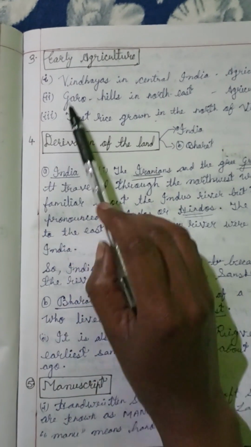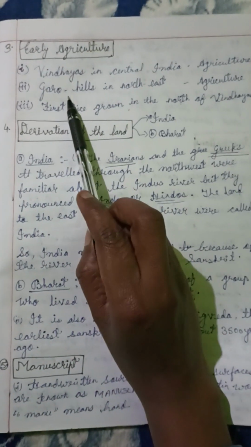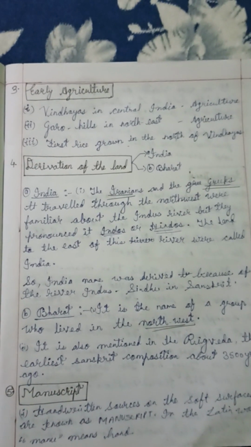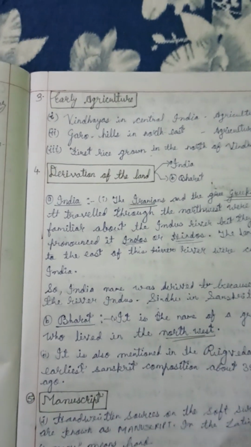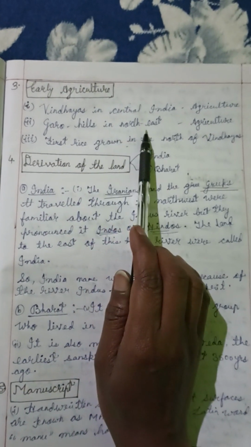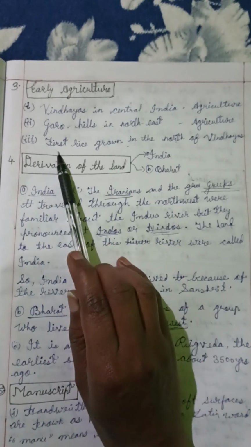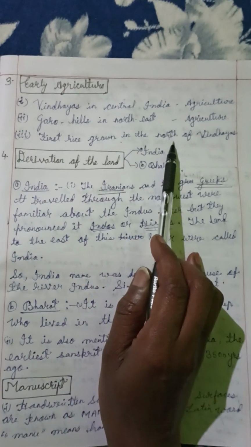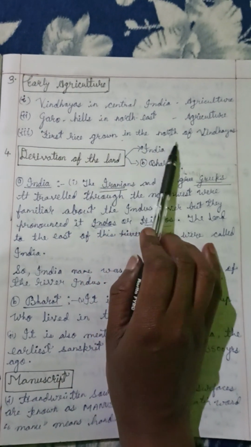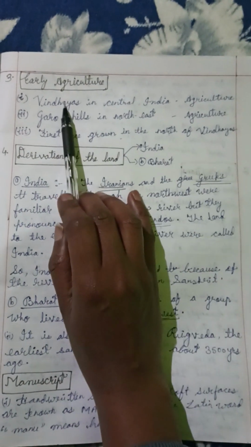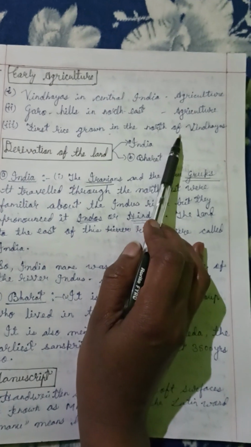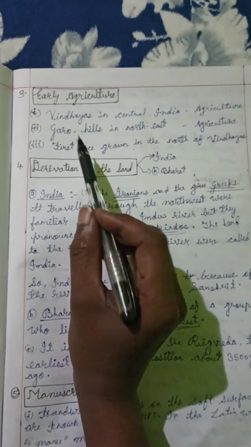Now come to the point, early agriculture. Basically in India, agriculture was practiced in the Vindhyas in central India and Garo Hills in the northeast. First rice was grown in the north of the Vindhyas. Okay, so this question can be important for UPSC prelims. Vindhyas in central India, Garo Hills in the northeast, first rice grown in the north of the Vindhyas. So this is important.